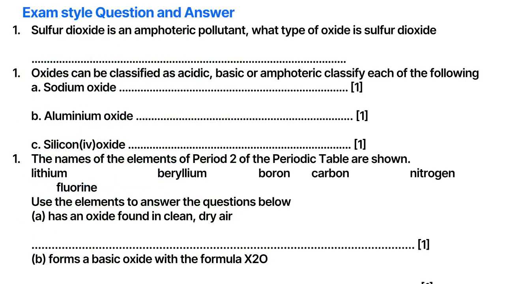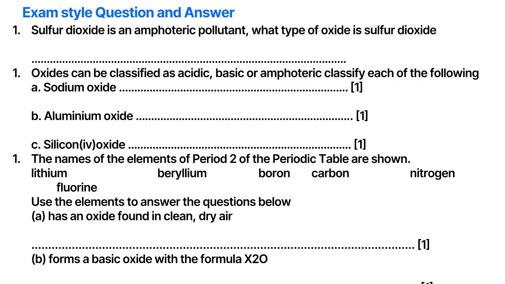Let us answer an exam past paper on oxides. Question 1 asks, what type of oxide is sulfur dioxide? Question 2 says, oxides can be classified as acidic, basic, or amphoteric. Classify each of the following. A. Sodium oxide. B. Aluminium oxide. C. Silicon 4 oxide.